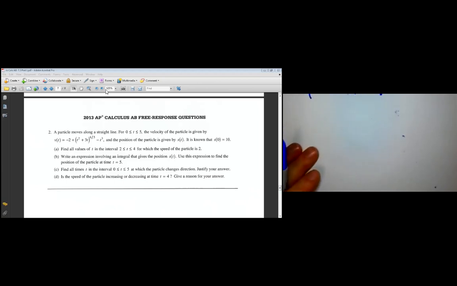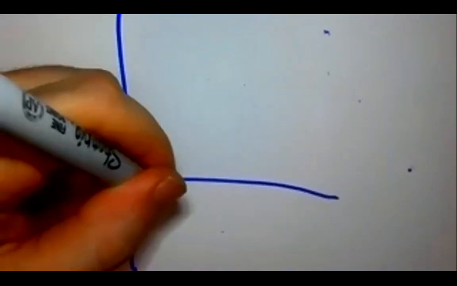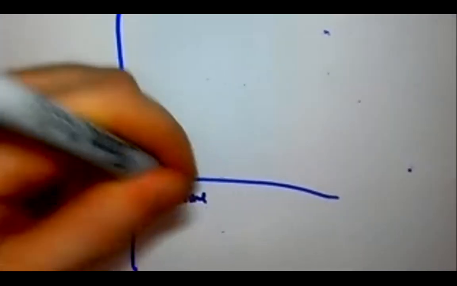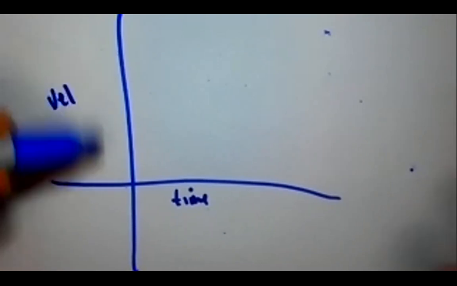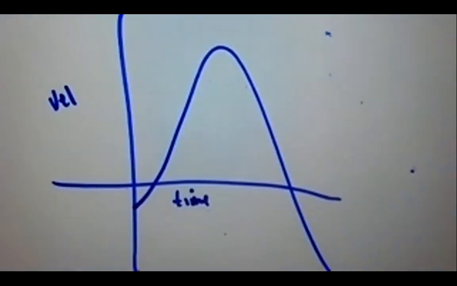So that all being said, we want to know where on the graph the speed is 2. So we've got to think about what that means. All we have to work with is a velocity graph. So here's my graph. Think about what this means. This axis means time. This one is your velocity. And when we graph this, it looked something like that, right?